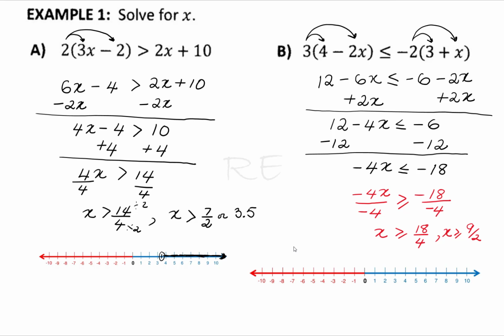So we will select 4.5, and 4.5 should be between 4 and 5, halfway between 4 and 5. And we will bubble in. We will shade in the circle because 4.5 is included, and take the values that are greater than 4.5. So those values are located to the right of 4.5. And that's it.